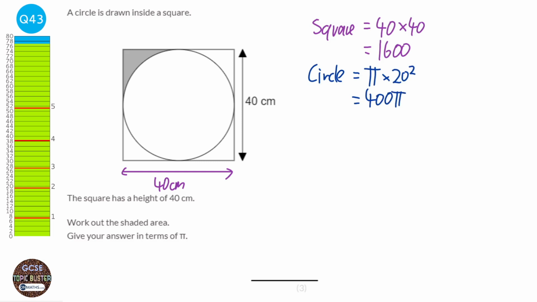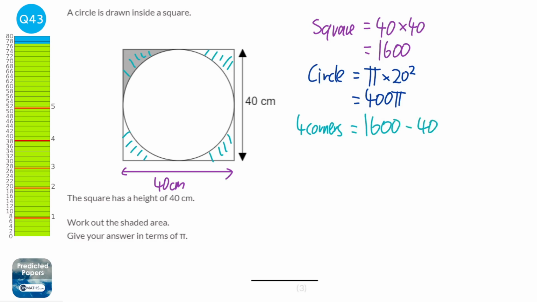Now next we're going to work out all of the corners, so that includes these three here and this one. So I'll say, 4 corners. Just try and explain to the person marking my exam what I'm doing. And to do that, we're just going to do the square, take away the circle. So 1,600 take away 400 pi. Now we can't actually do anything more than that. That is our answer. So we just leave it at that.